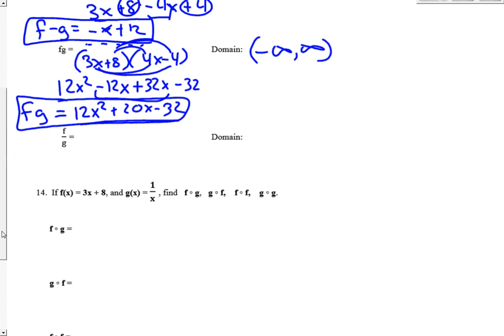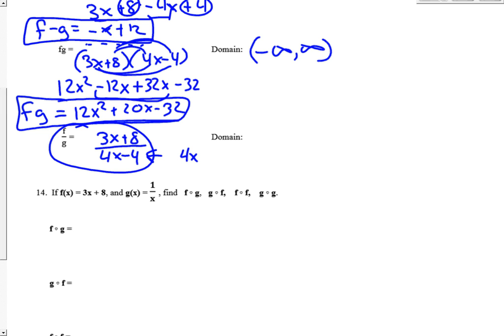Now when we look at f over g, that's going to create 3x plus 8 over 4x minus 4. We cannot simplify that any further, so that is just our answer right there. Now when we consider the fact that the initial two functions have all real numbers, but in our answer here, 4x minus 4 is in the denominator of the function.